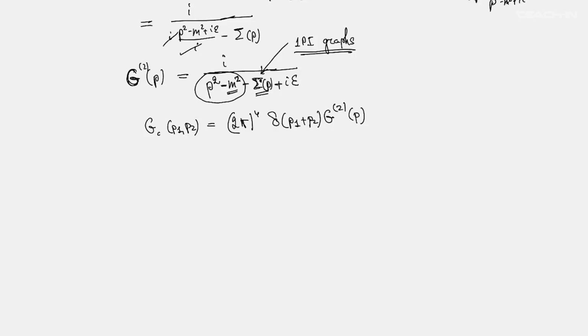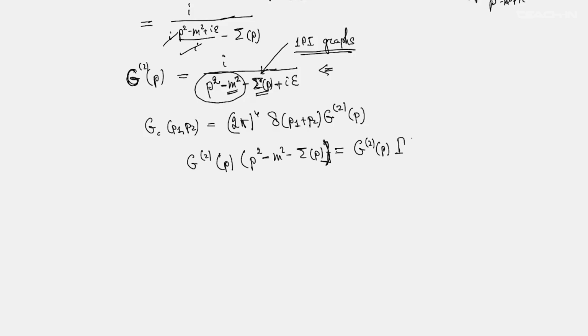We also see the following, that we can introduce a quantity which is called vertex function. If we rewrite this formula here as G2 of P multiplied by P squared minus M squared minus sigma of P, plus i epsilon. So i epsilon, let me drop it. It's not so important in the present discussion. Then this is G2 of P multiplied by gamma 2 of P, and this is equal to i.